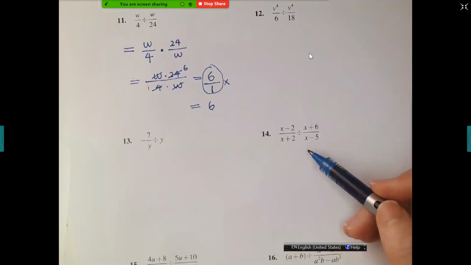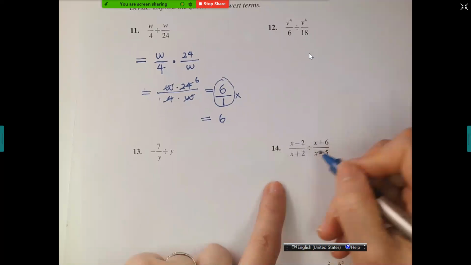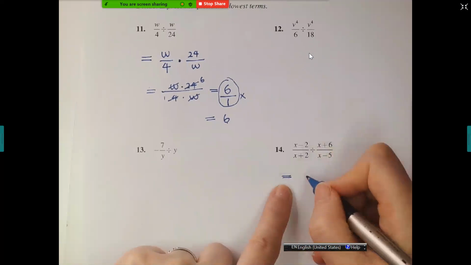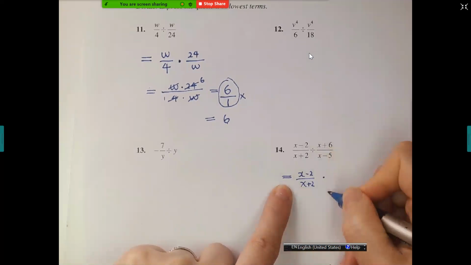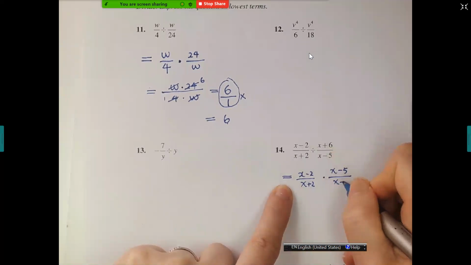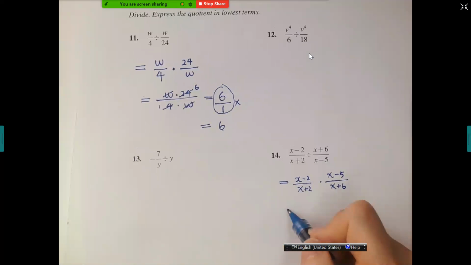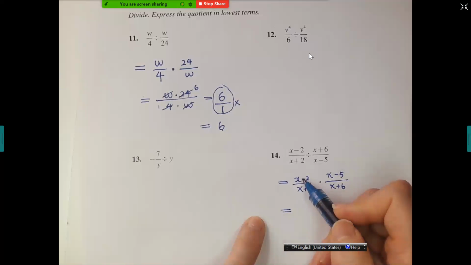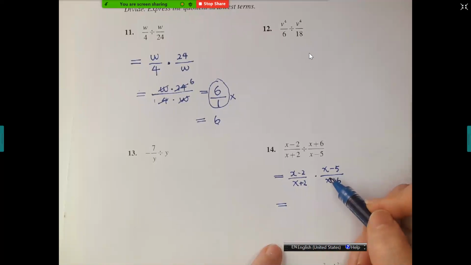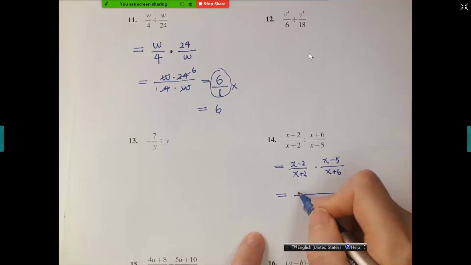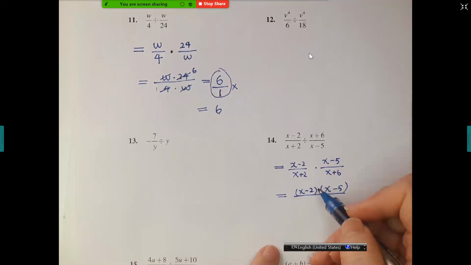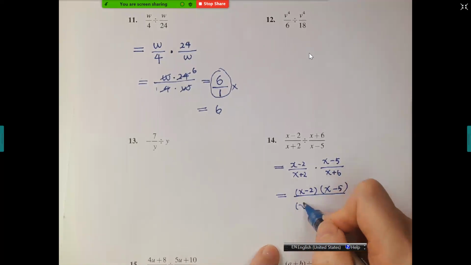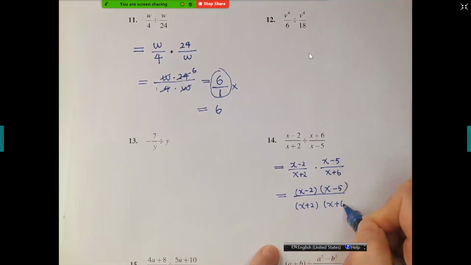Let's look at another one. So what do we have here? The first one stays the same. Turn the division into multiplication. Then flip the second one. Now I have a rational expression times another rational expression. The numerator times numerator: x minus 2 times x minus 5. Don't forget the parentheses. And the denominator: x plus 2 times x plus 6.